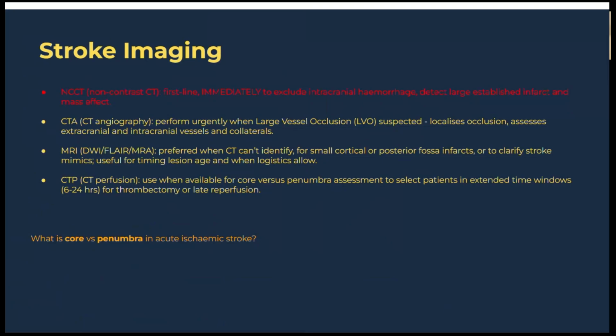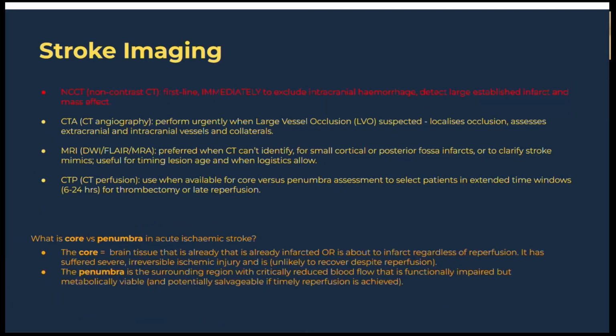So if you're outside the usual time window of a thrombectomy, which I think is usually up to about 6 hours, or late reperfusion. Then the core is the brain tissue that's already been infarcted or is about to infarct, regardless of whether you give any reperfusion treatment or not. So it's suffered severe irreversible ischemic injury and it's not going to recover no matter what you do. And then the penumbra is a surrounding region with critically reduced blood flow that's functionally impaired, but it's still metabolically active. So it could maybe make a recovery based on the actions that you take.